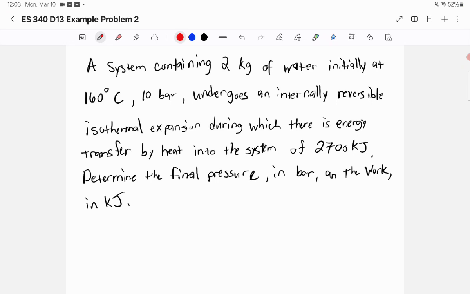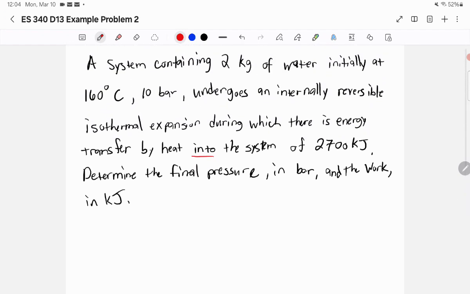So a system containing 2 kilograms of water, initially at 160 degrees Celsius and 10 bars, undergoes an internally reversible isothermal expansion during which there is energy transferred by heat into the system. We're going to say it's positive, using our standard way of looking at things from the textbook, of 2,700 kilojoules. Determine the final pressure in bar and the work in kilojoules.